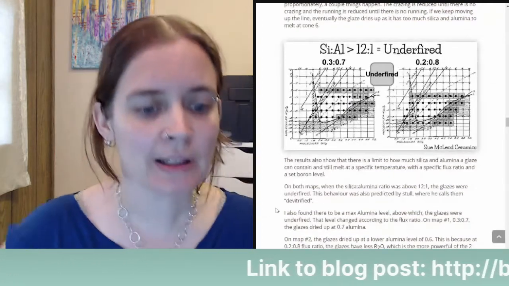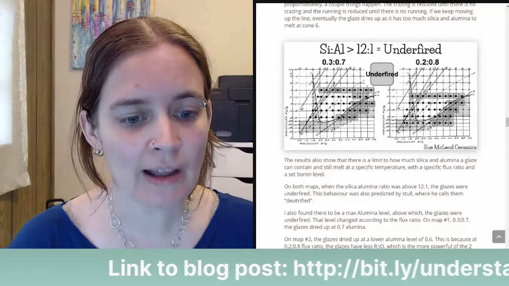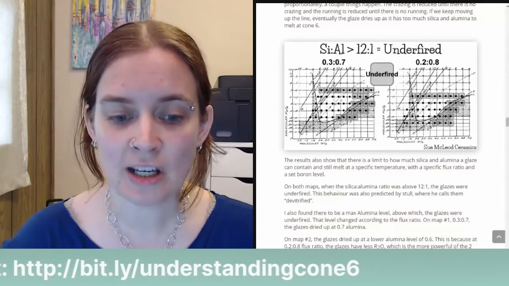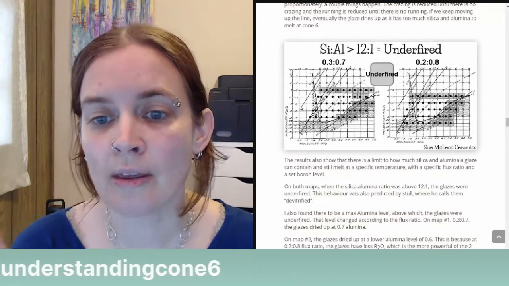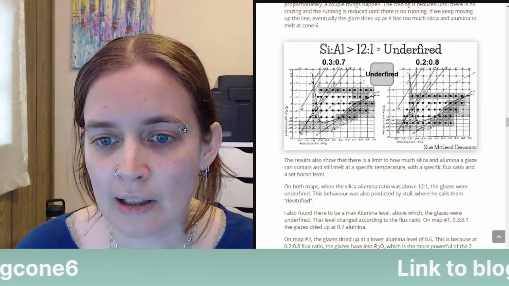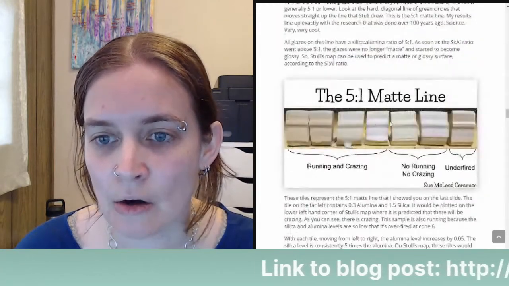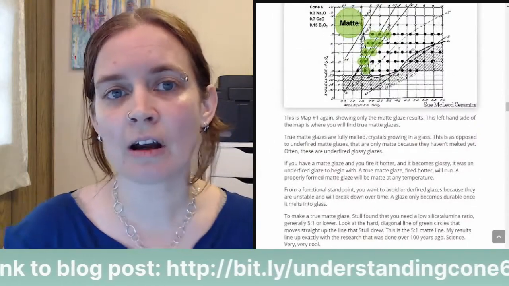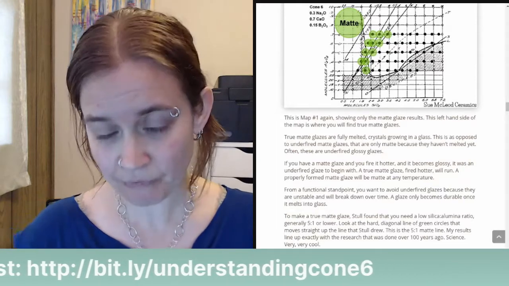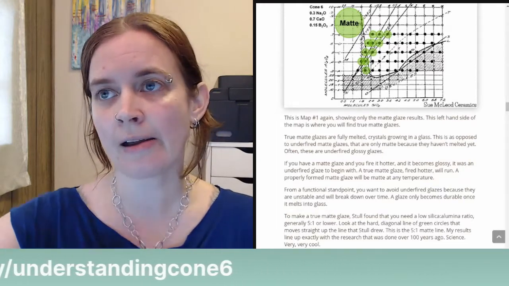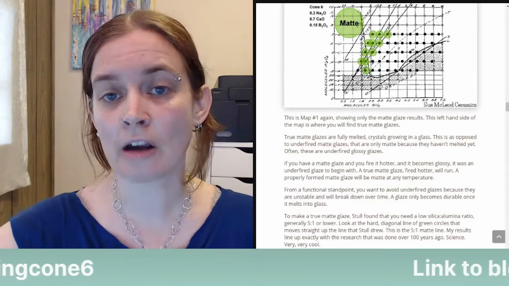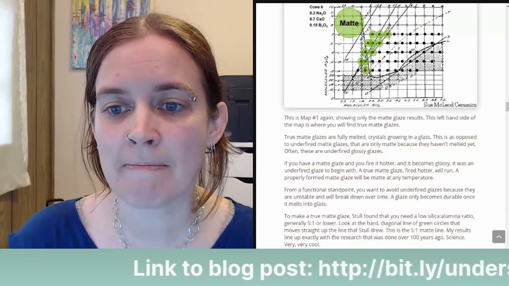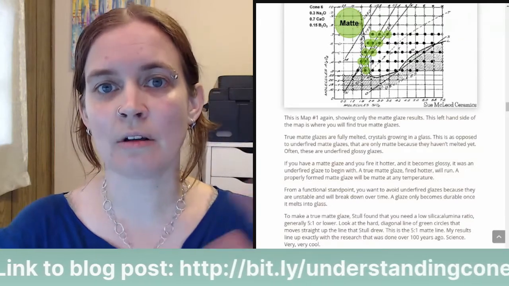Kate says, for a properly designed semi-matte or satin glaze, what level of temp control is necessary? And does temp soak matter, or is it just hitting target temperature? The matte glazes that fall over here will be matte regardless of cooling cycle. So you can just take your glazes up to your target temperature and let them cool naturally. These glazes are all going to be matte based on their silica to alumina ratio.